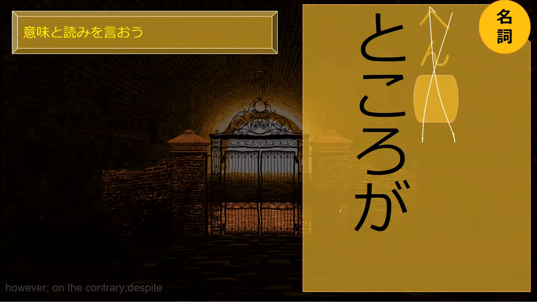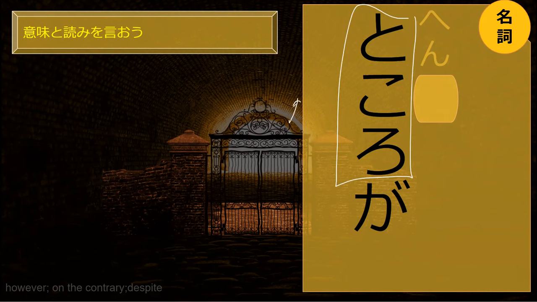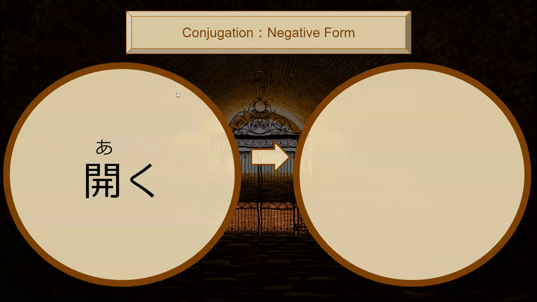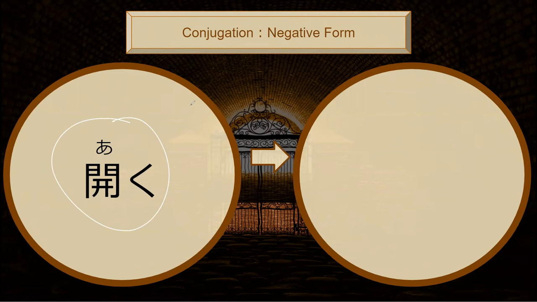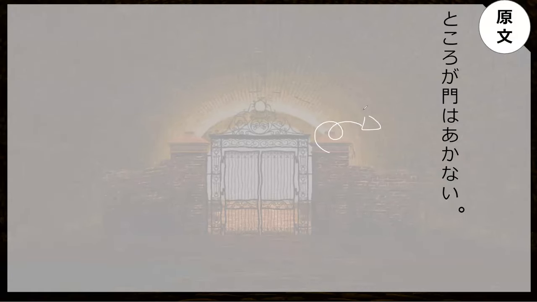So that shouldn't be there, but tokoro ga is a way to say however, on the contrary, or despite. Tokoro ga. So tokoro for that place slash thing, however. Do you remember what aku means? Aku is to open. What's the negative form of aku? Akanai. Perfect. Let's go read this sentence from the book. Tokoro ga mon wa akanai.